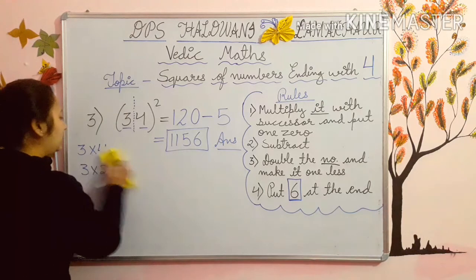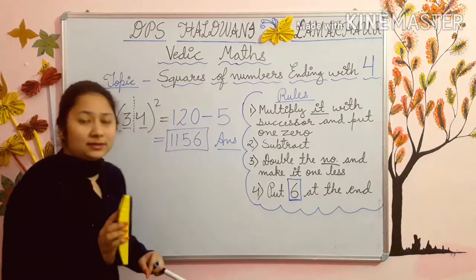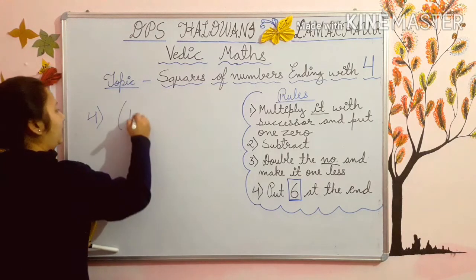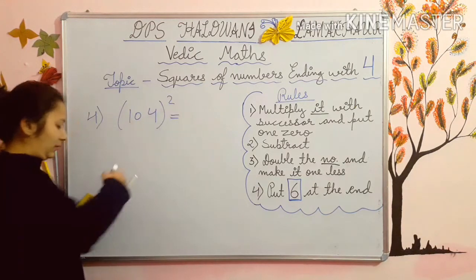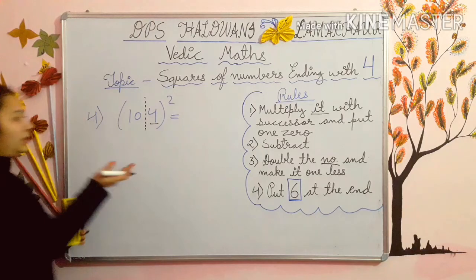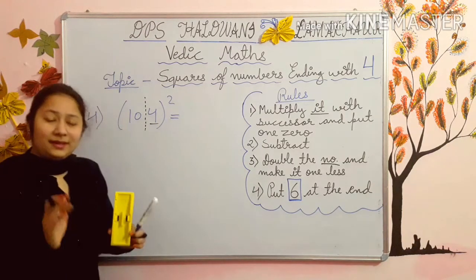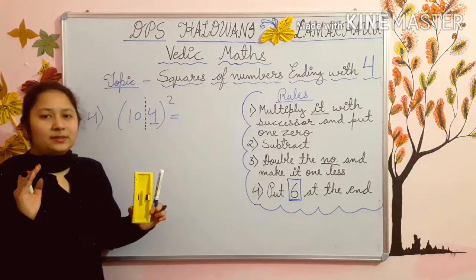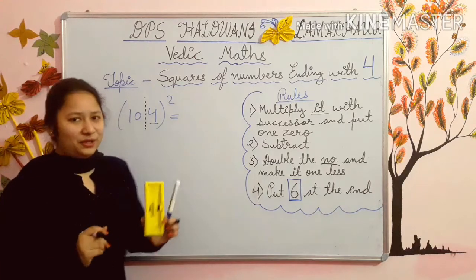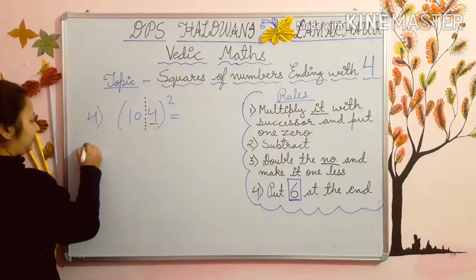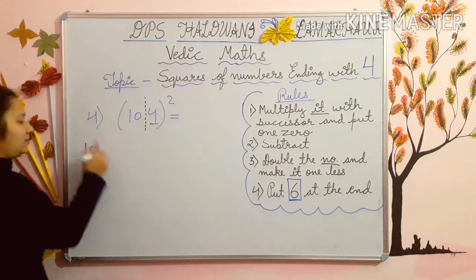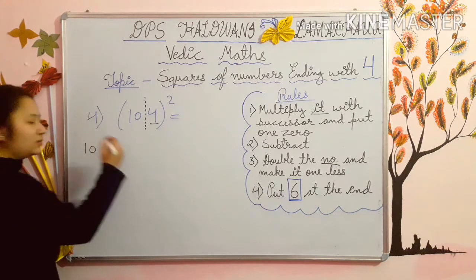Now, we will move to our last sum. Students, please watch the video till last because the last sum is a 3-digit sum. Now, your number is 104. Now, divide the number. Now, remove the 4. Now, the rest of the number is 10. I have told you that whatever the pending number is, it is your main number, and with that number only we do all our calculations. Now, the pending number is 10. Now, first of all, multiply it with its successor. What is the successor of 10? 11. So, multiply it with 11.